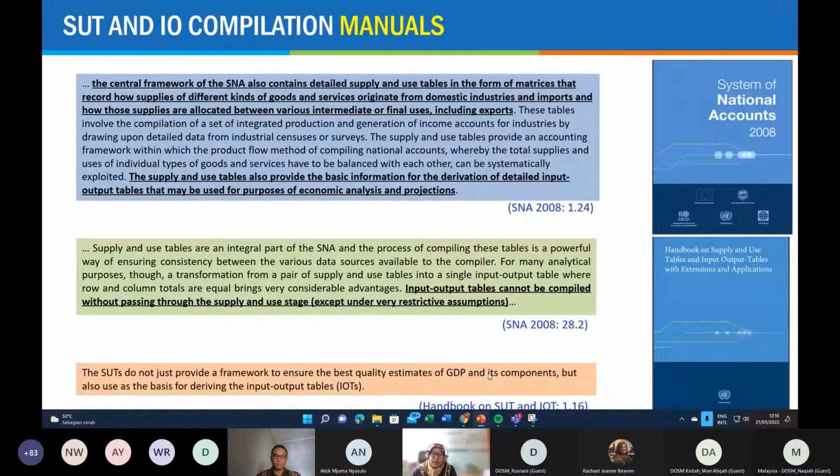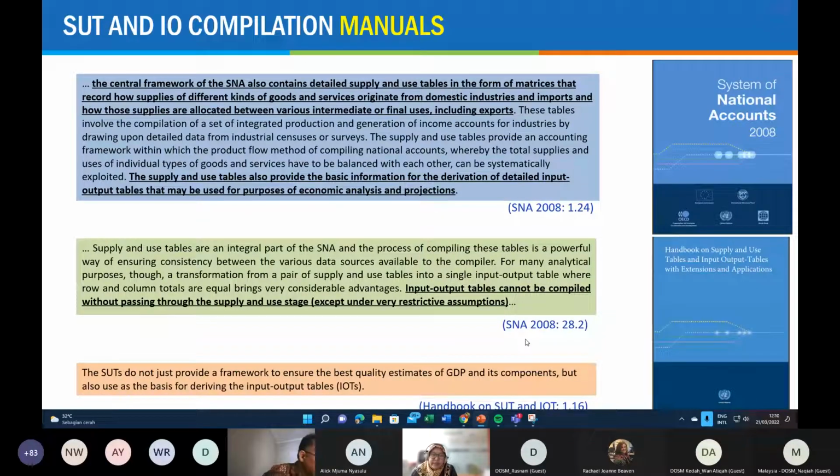So from the manual, System of National Account, Chapter 1, Paragraph 24, we know that the supply and use table provide basic information for derivation of detailed input-output table. They may be used for purpose of economic analysis and projection. So the starting point in this experience of compiling IRIO is to compile SUT table.